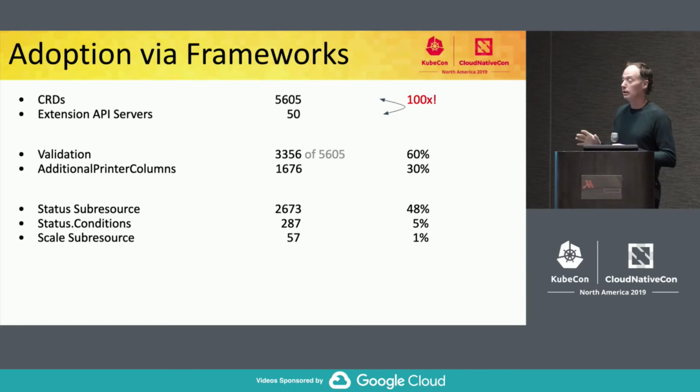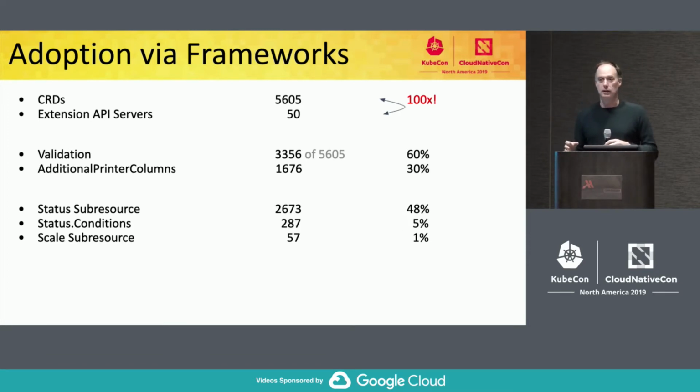I'll say it first: you don't have to use a CRD to make a Kubernetes API. You can write it from scratch. I don't recommend doing that. You can use something called extension API servers or aggregated API servers. I don't recommend you do that, but you can.